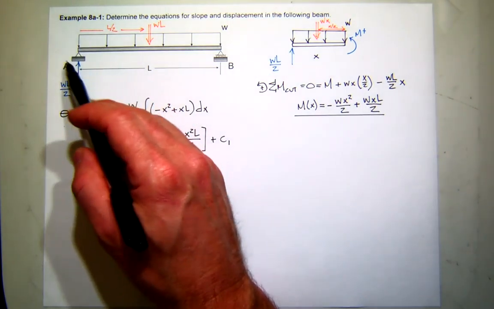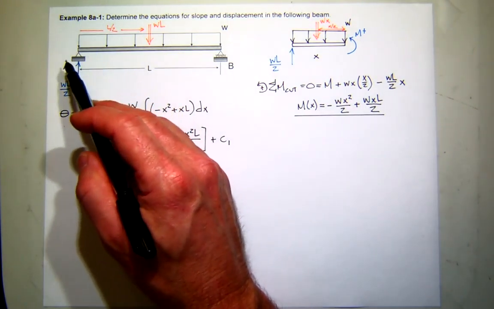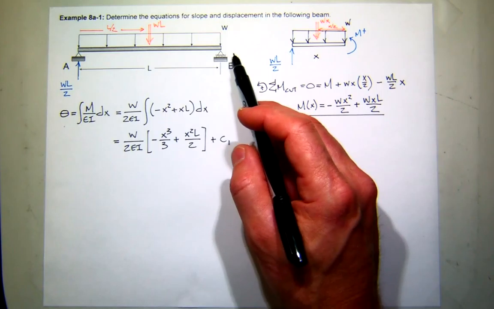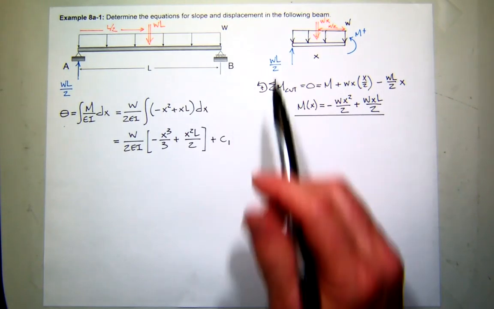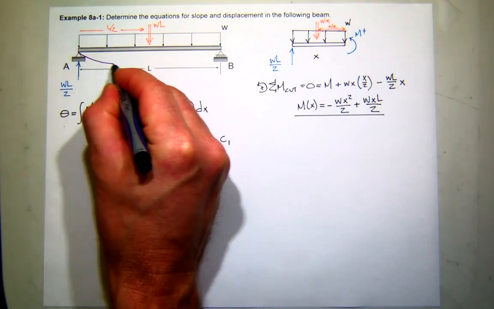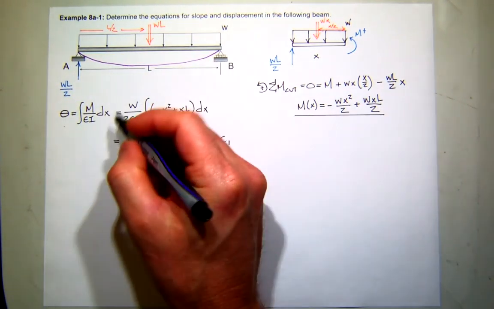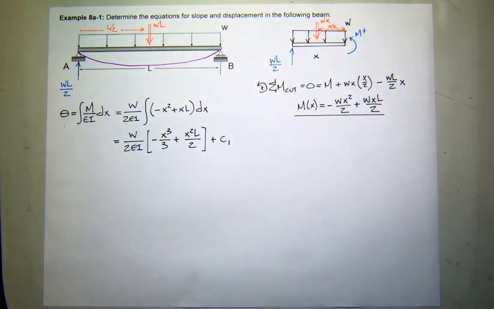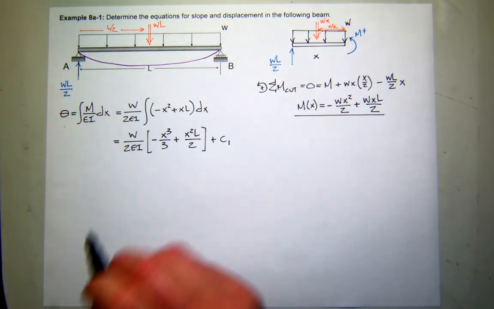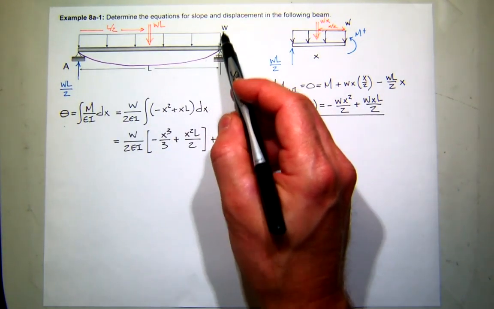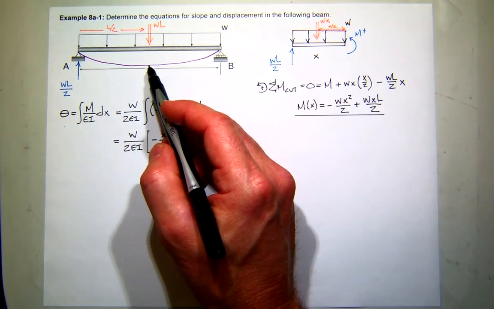Now, just looking at the support conditions, do I know anything about the slope at A? It's something, but I don't know what it is. It's not 0, right? What about the slope at B? Not 0. Now, I can probably guess that the displaced curve is going to look something like that. So somewhere in here, the slope will be 0. And I'll give you a heads up, with a load like this that's constant, it's going to happen right in the middle.